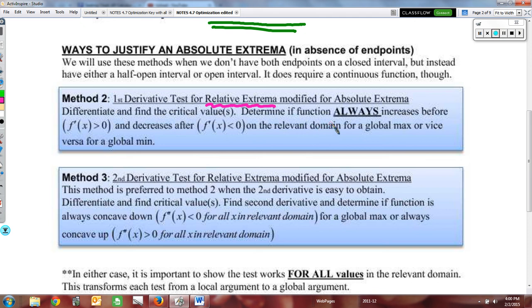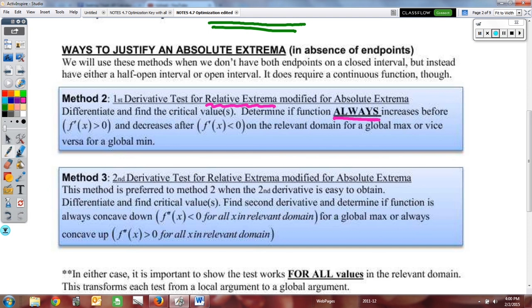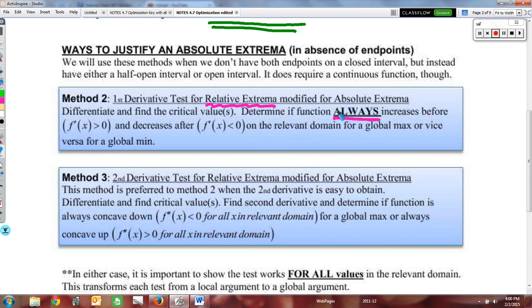You're going to start it the same way: differentiate, and find your critical values. You're going to then determine if the function always, here's your key word, always increases before and decreases after your critical value. If you have this one critical value and it's always increasing before and decreasing after, then you would have a global max. Or you can switch it and say if it decreases before and increases after, then you would have a global min. But it has to be for the entire relevant domain.